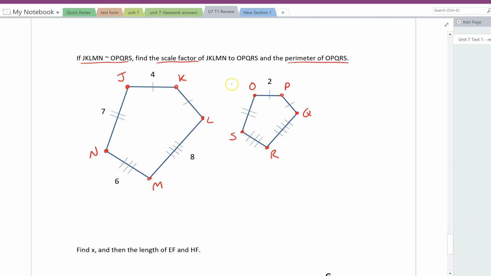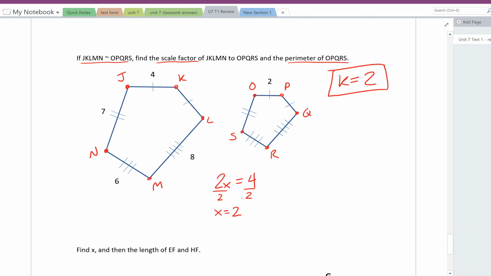Well, OP looks like it corresponds with JK right here. And so if OP is 2 and JK is 4, what do I have to multiply 2 by to get 4? That's how I can set up an equation for it. In other words, what I'm saying with this equation is this 2 right here times some other number gives me what that side length becomes when I dilate it. So 2 times something I'm going to call x equals 4. Most of you probably did that in your heads already. X in this case would be 2. So the scale factor here is 2. That's part of my answer, but that's not all of my answer.